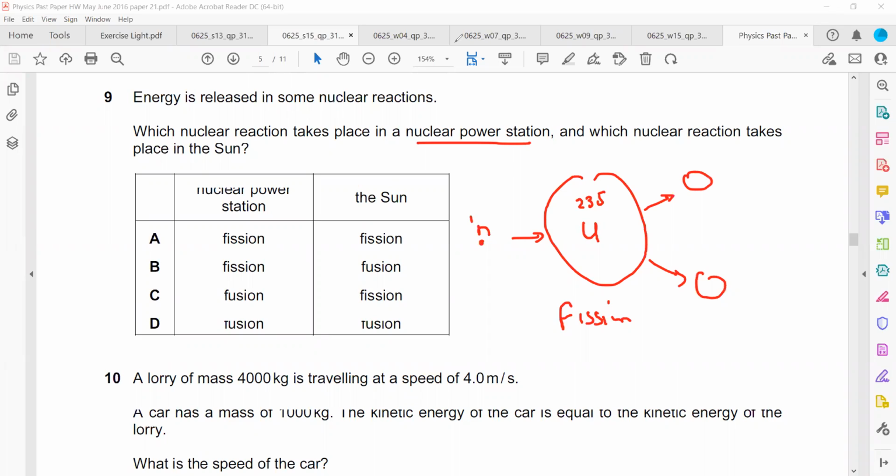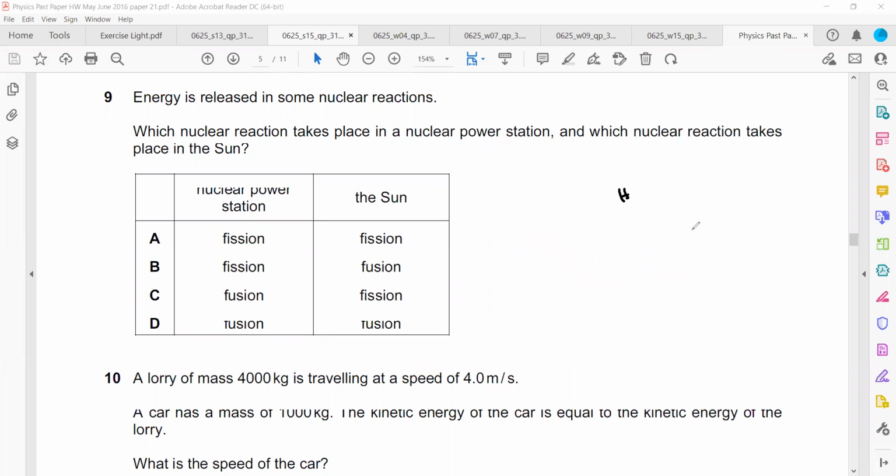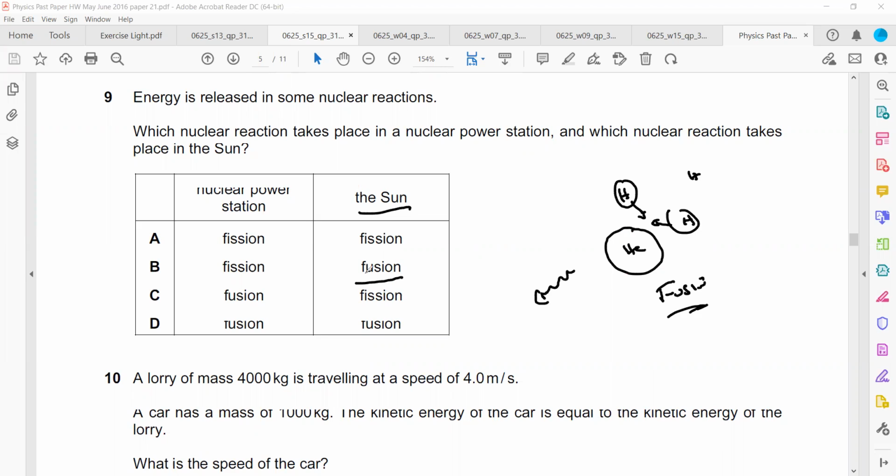But on the sun, what happens? How is the sun producing an enormous amount of energy? The sun consists of mainly hydrogen and helium. So these hydrogen atoms combine with each other and form a heavy nucleus and release the energy. So when lighter nuclei join to form a heavy one, we call that a nuclear fusion reaction. So on the sun, there is a fusion reaction. In a nuclear power station, there is a fission reaction. So B is the valid answer for this.